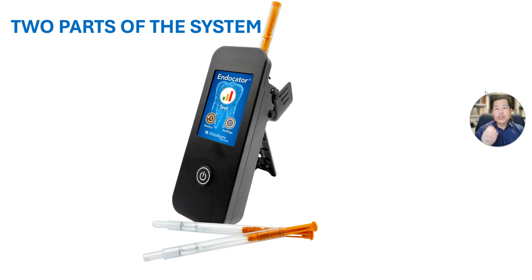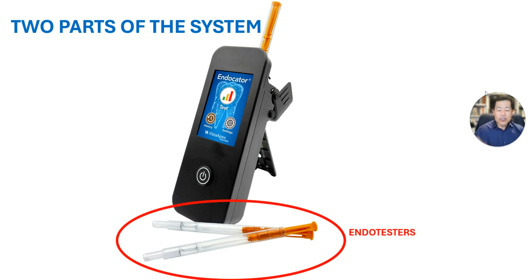So let me introduce you to the Endocator, because I think this is a solution to this challenge. We've got the endotesters, and the endotesters are like a little vial. And into these little endotesters, we're going to put our sample of liquid that we take out from the root canal system itself. There's a little swab in here and different reagents in this vial. So the endotester is the swab stick and the reagents.